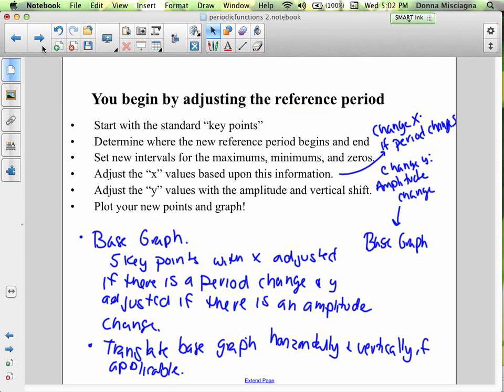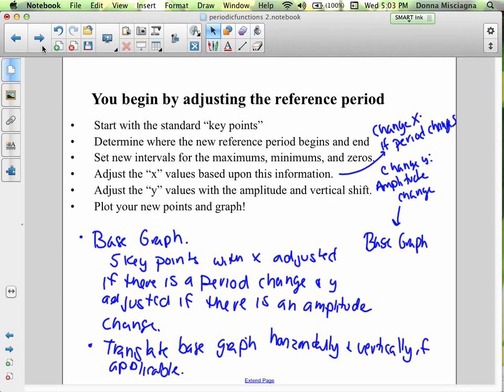All right, so you begin by adjusting the reference period. So we're going to have a base graph. It's our 5 key points. We start with the standard key points. The first thing we're going to adjust are the x values. We're going to determine where our new reference period begins and ends. What that's referring to is how long does it take us to go through one cycle of the graph.